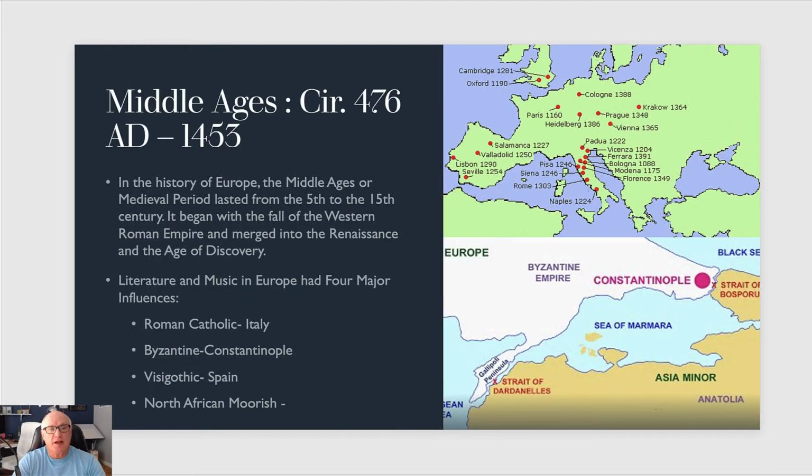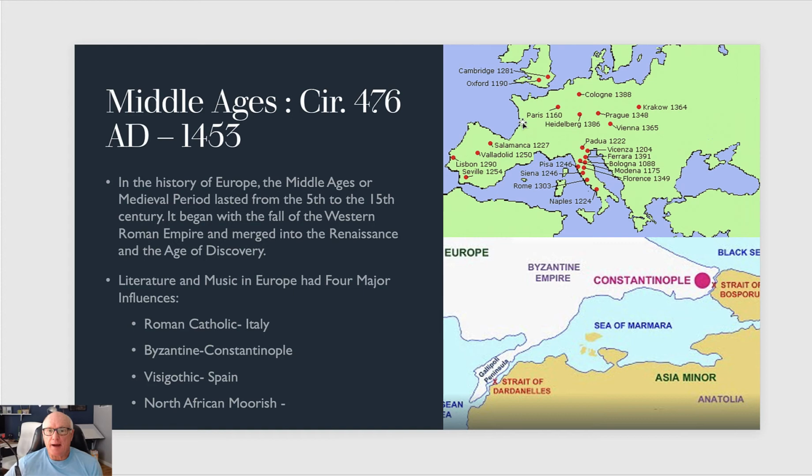Then when we move up rather quickly to the Middle Ages, we find something really interesting. Of course, the Middle Ages is 1,000 years roughly, from 476 AD to 1453, in about 3 divisions, early, middle, and late. But the literature and music notation had 4 major influences: the Roman Catholic influence in Italy, the Byzantine in Constantinople, the Visigoth in Spain, and the North African Moorish influence, or the Muslim influence.